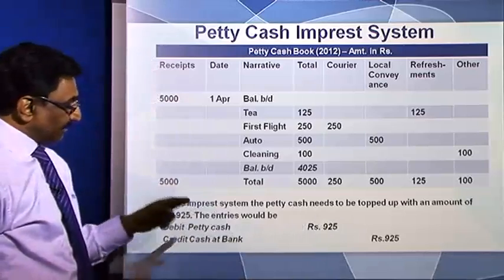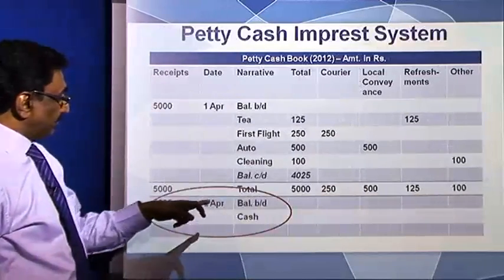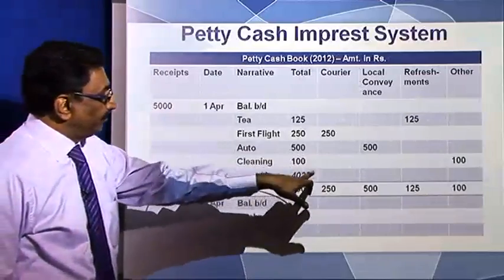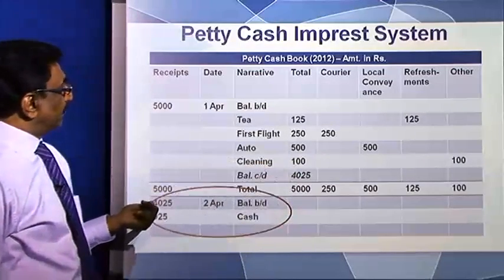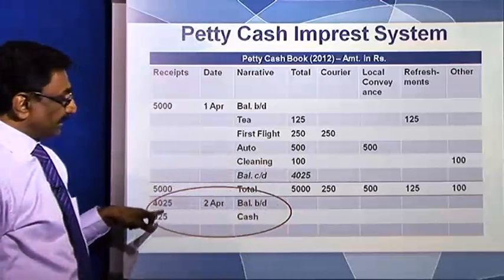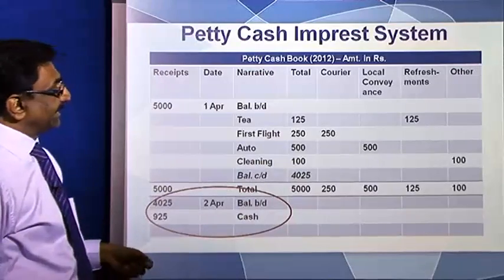So this then adds up to the petty cash, and the petty cash account now will show a balance of 5,000, because here you see the balance that we brought down was 4,025 after the expenses, and on the next day 925 of cash was transferred, so that under the Imprest system the 5,000 rupees balance is maintained.